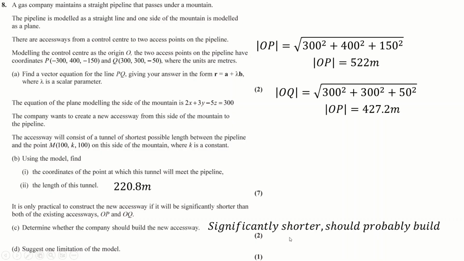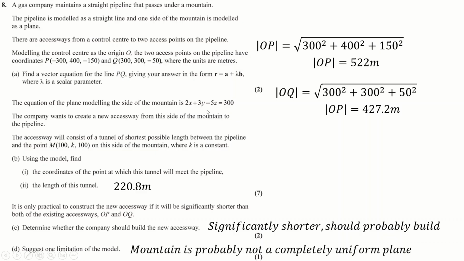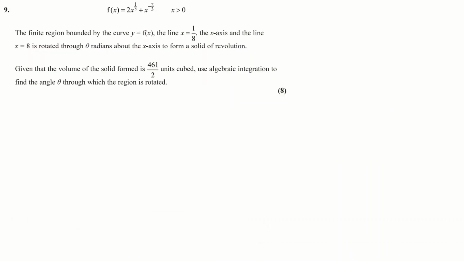And then state one limitation of the model. Well, of course, you can just say that modeling the side of a mountain as a uniform flat plane is probably pretty ridiculous. That's probably pretty dumb. So yeah, sure. Cool, and that's the entire question, I think. Let's go to question number 9.